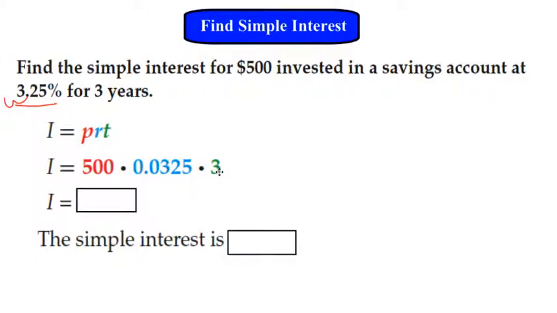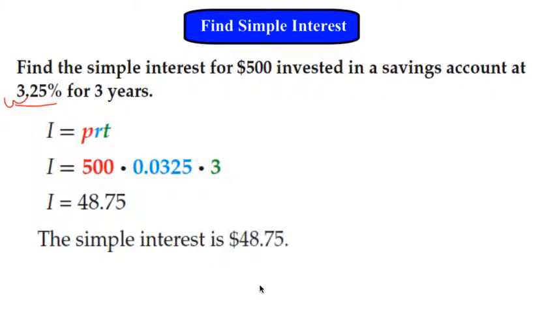Okay, so the time is in years in this one, so we're okay with that one. Multiplying those together, we get 48.75. And the simple interest then is $48.75.